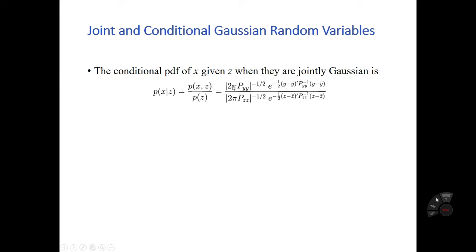This is 1 upon root over 2 pi P_yy into exponential of minus 1 upon 2, the difference between the argument and the mean, transposed, with the inverse covariance, times the difference between the argument and the mean. Here the same, and we divide by the same thing, because p of z equals this, and p of x comma z equals this.